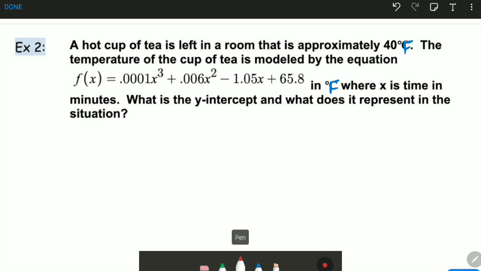Well, the y-intercept is when x is 0. If you look at a graph, here's an example of a y-intercept, and no matter what value on the y-axis you choose, we'll always have an x value of 0. So the easiest way to find the y-intercept is to replace x with 0.